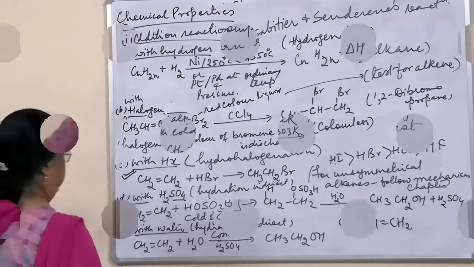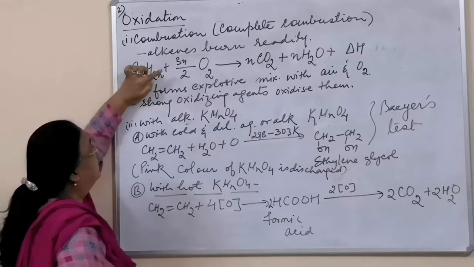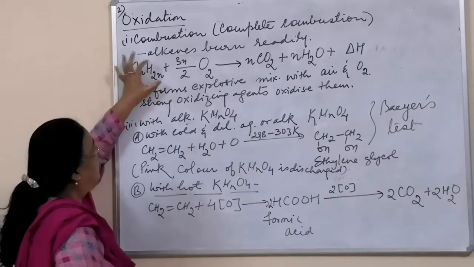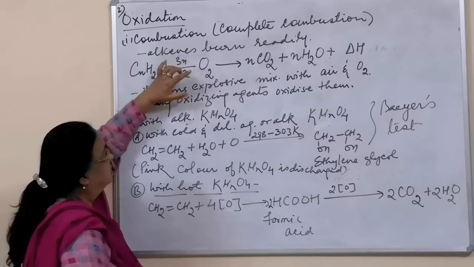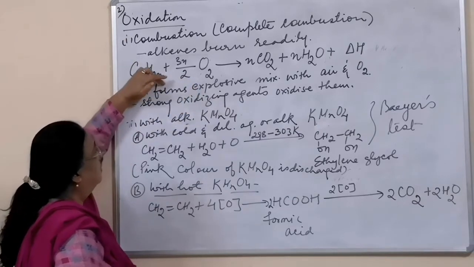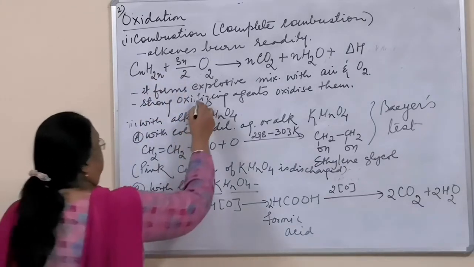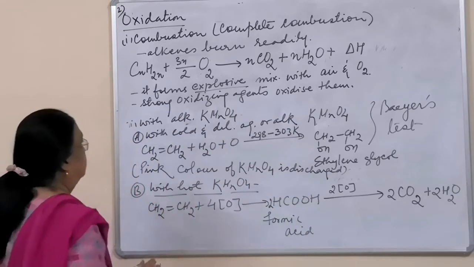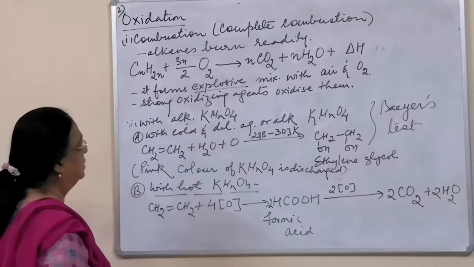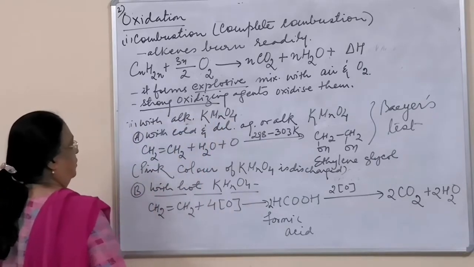So now the next property, combustion, burning, complete combustion. Alkenes burn readily, and the reaction is exothermic. You can see the reaction. Alkene with oxygen from the air gives CO2 and water, and the reaction is exothermic. It forms an explosive mixture with air and oxygen, which you should know. And a strong oxidizing agent, KMnO4, can oxidize them. The meaning is that weak oxidizing agents have no effect on them.